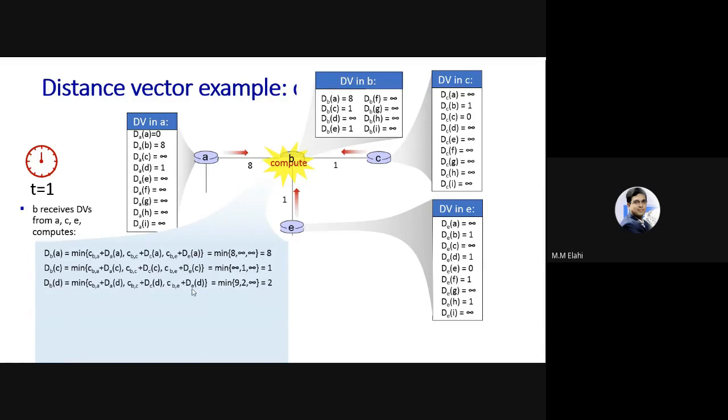Right? What is the possible value? D, E to D? 1. See? From E's advertisement, this is 1. So is it clear now?